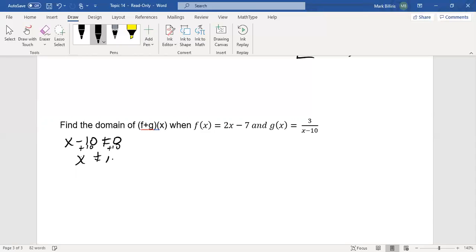x cannot equal 10. So come to your number line, put in your boundary point. Can't equal means that's the only thing that's not included on the number line. So everything to the left is included and everything to the right. So anything from negative infinity to 10, not including 10, remember, union with, because we have two intervals, from 10 to positive infinity.